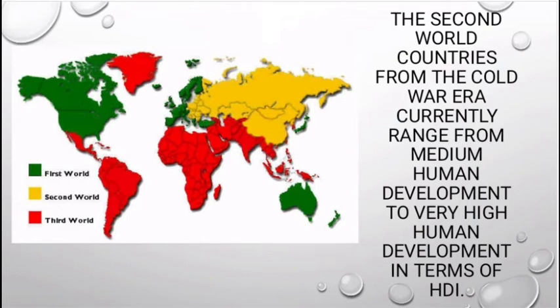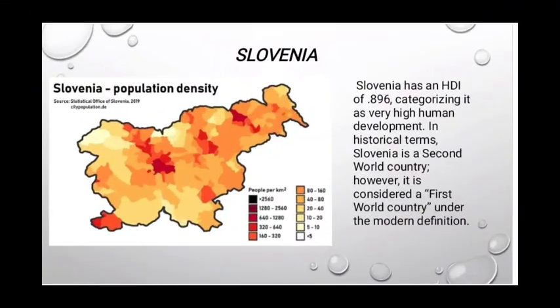It is a summary composite measure of countries' average achievements in the three basic aspects of human development: health, knowledge, and standard of living. We all know that HDI is divided into four tiers. First is very high human development, high human development, and medium human development, and last is the low human development.